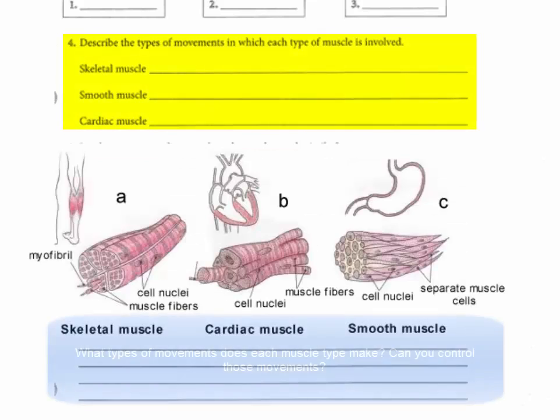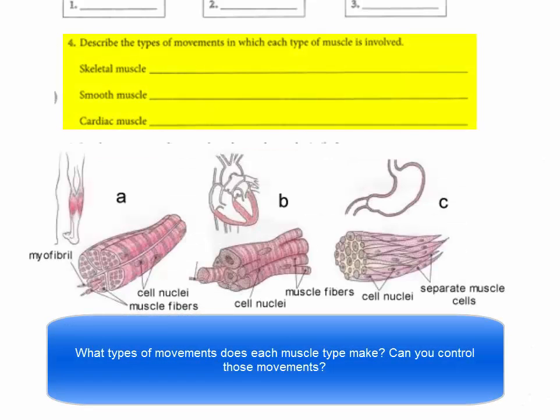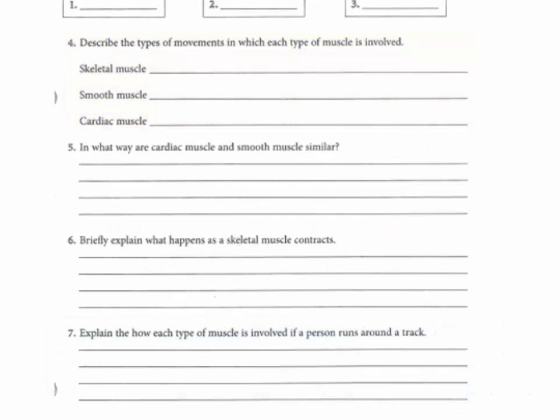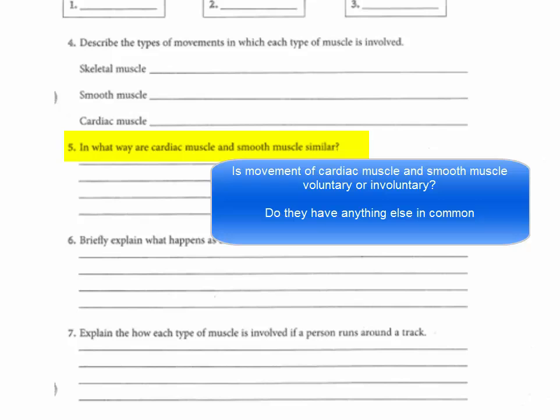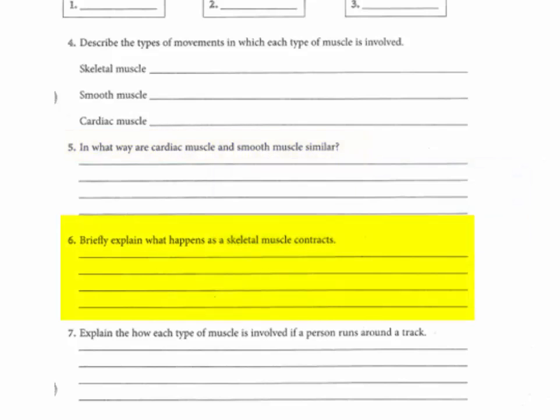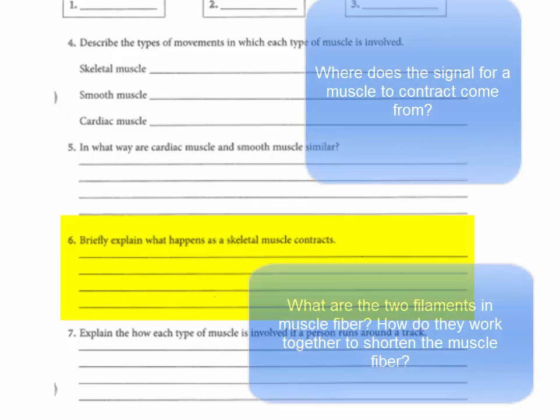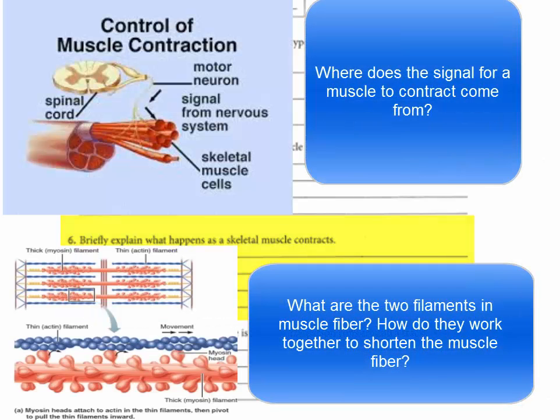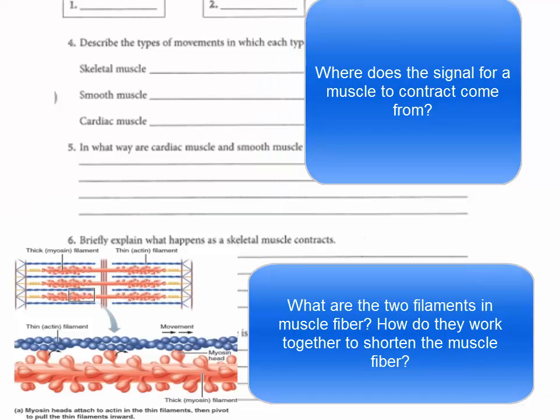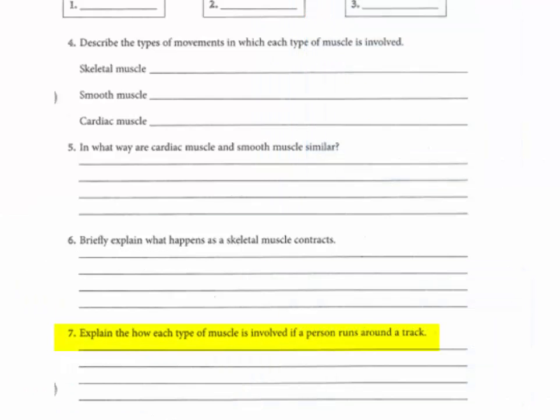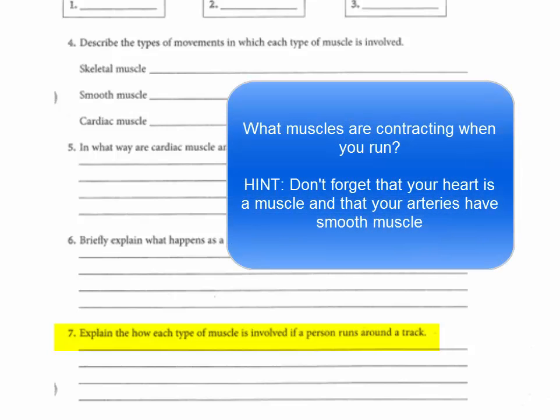4. Describe the types of movements in which each type of muscle is involved. 5. In which way are cardiac muscle and smooth muscle similar? 6. Briefly explain what happens as a skeletal muscle contracts. 7. Explain how each type of muscle is involved if a person runs around a track.